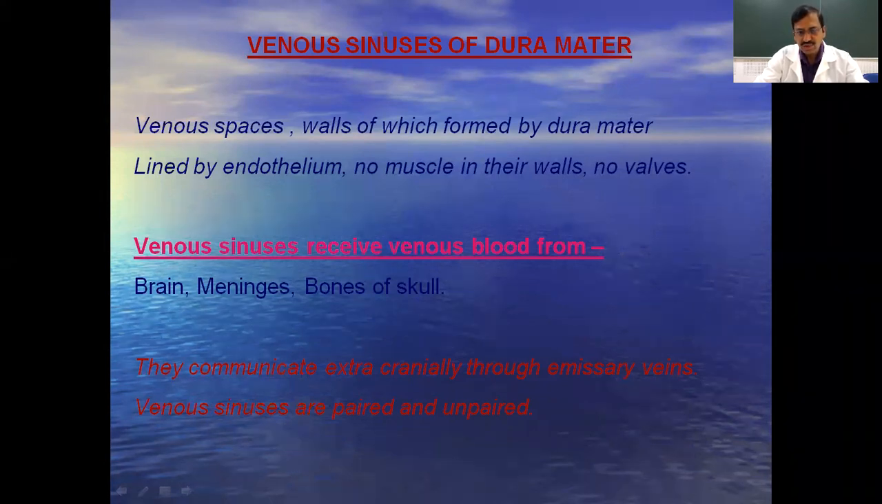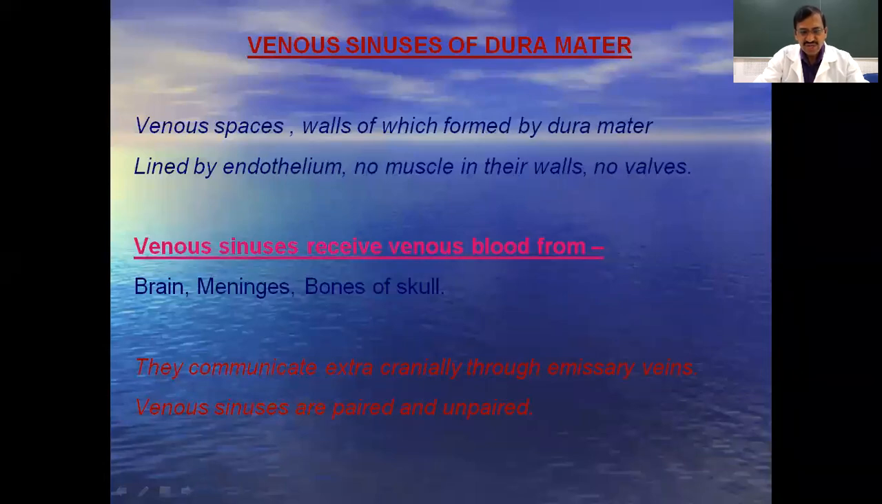Another specialty is that there are no valves. Usually in other parts of the body we see valves in the veins, but here in the dural venous sinuses there are no valves. The venous sinuses receive venous blood from the brain, meninges, and bones of the skull, that is, from the diploic veins, the meninges, and the brain. And they communicate extracranially with the extracranial veins through the emissary veins.